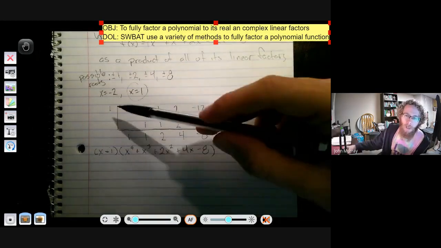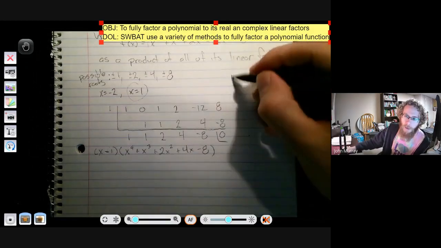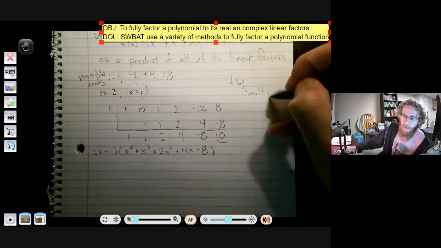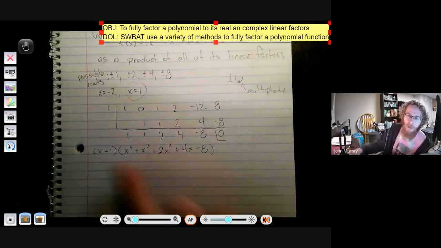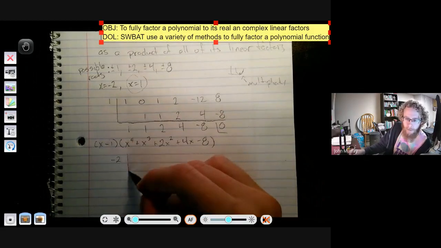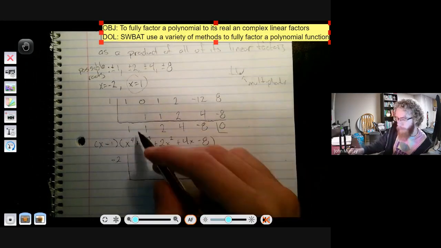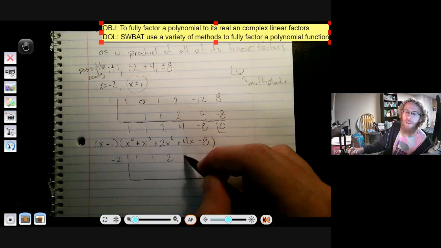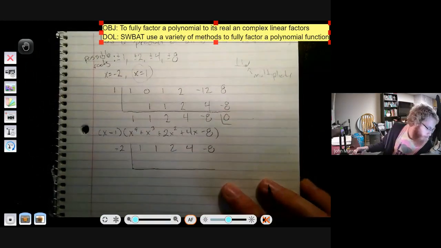All right, so now I could try 1 again, since we noticed it touches the axis, which means we have multiplicity, but let's say I forgot that. All right, so let's move on to negative 2. So again, we just use our new coefficients. So I can just bring this down. All right, and we do some more synthetic division.